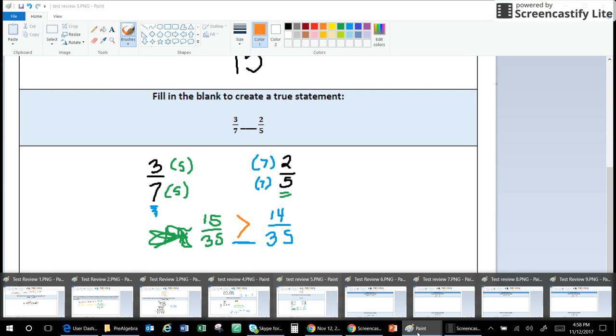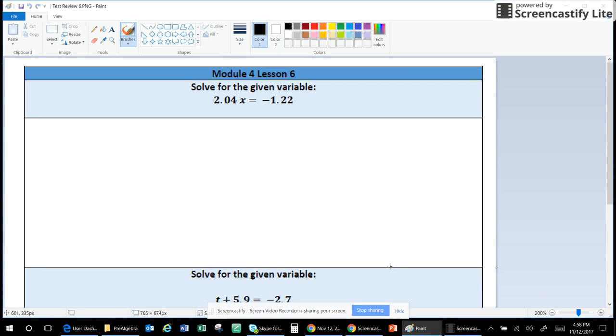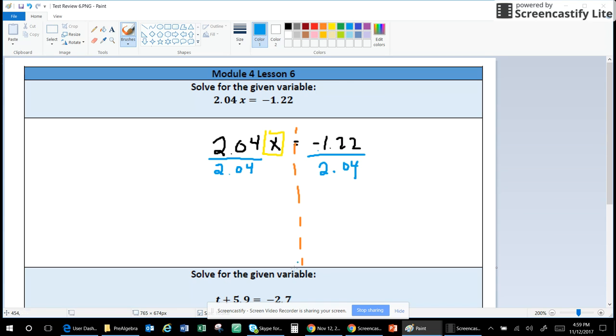All right, let's slide on down to lesson 6. Solve for the given variable. Try it. So we have 2.04 x equals negative 1.22. I see that I'm solving for x, and I want to keep the variable on its own, so whatever I do to one side, I do to the other. This is multiplication, so I'm going to divide both sides by 2.04. And now we have a calculator problem.